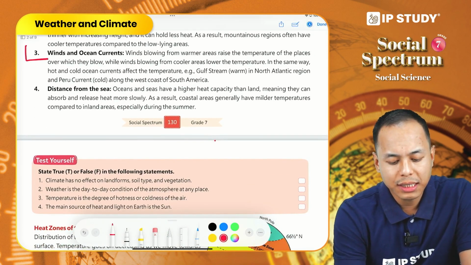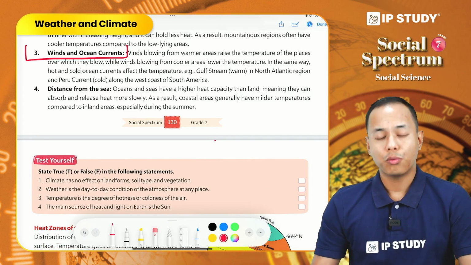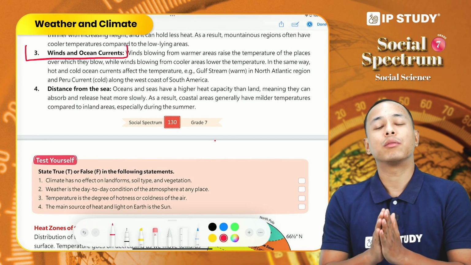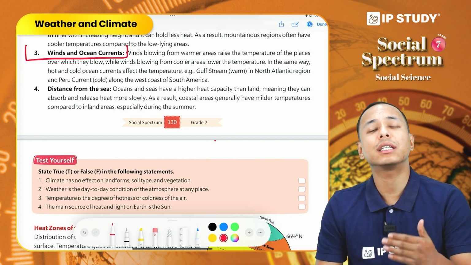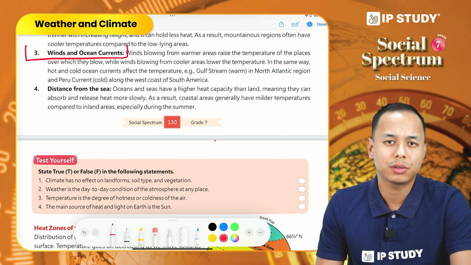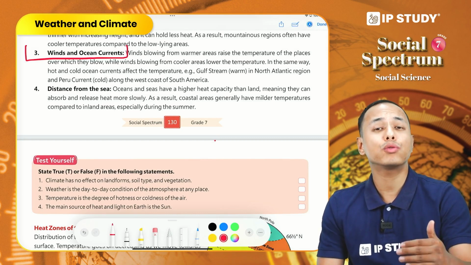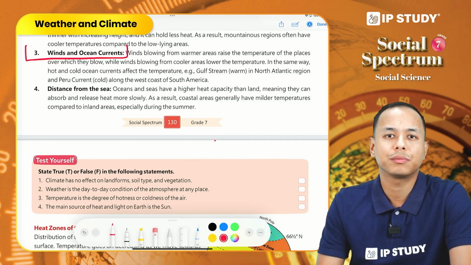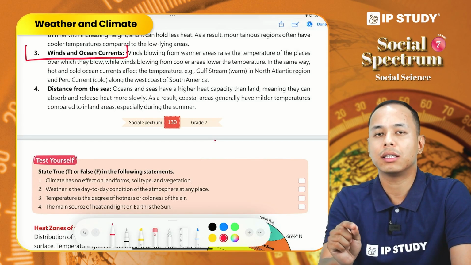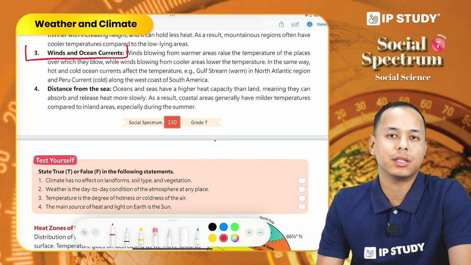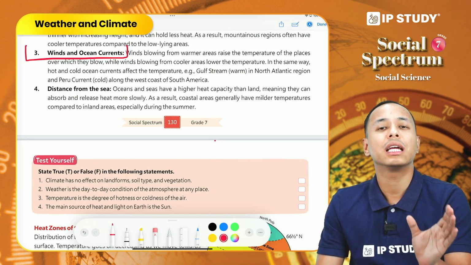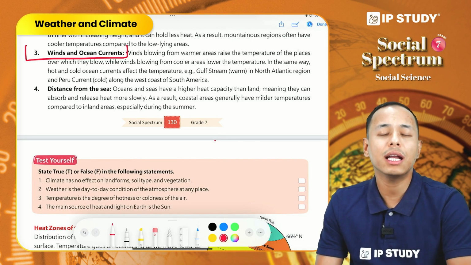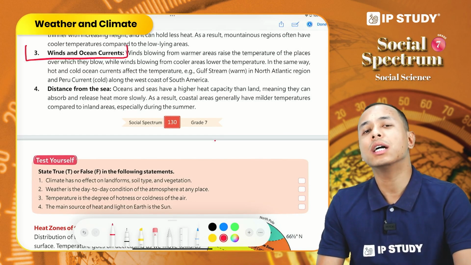Third point, winds and ocean currents. Winds and ocean currents affect the temperature. How? A wind that blows from hot areas raises the temperature of the places over which it blows. On the other hand, wind that blows from a colder region lowers the temperature of a place over which it blows. The same is the case for ocean currents. Warm ocean currents increase the temperature of the coastal region which they touch. On the other hand, cold ocean currents lower the temperature.